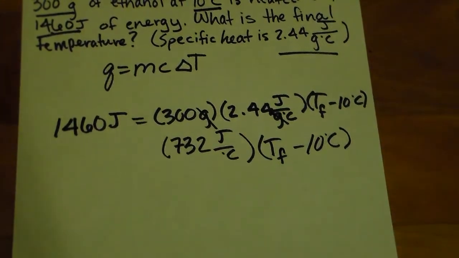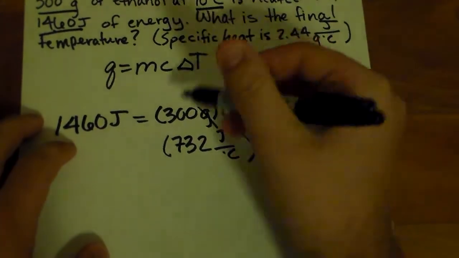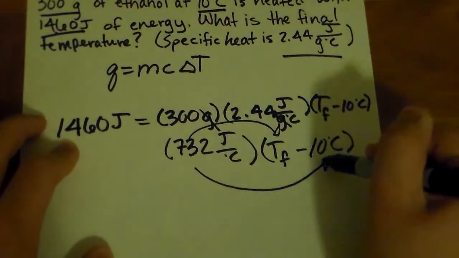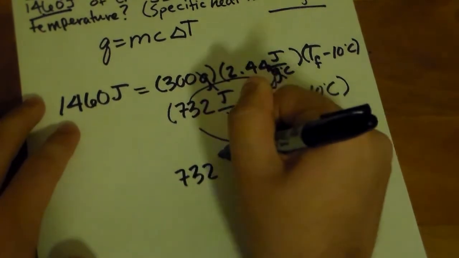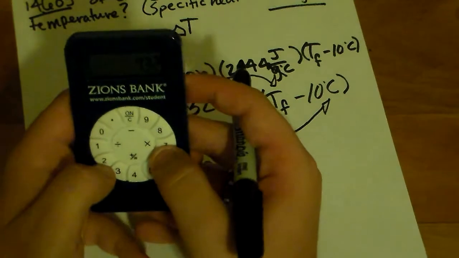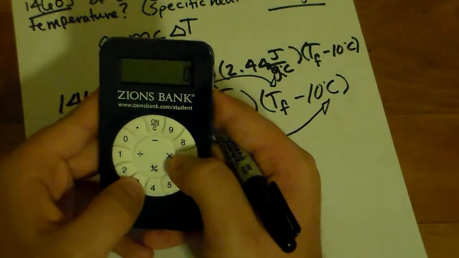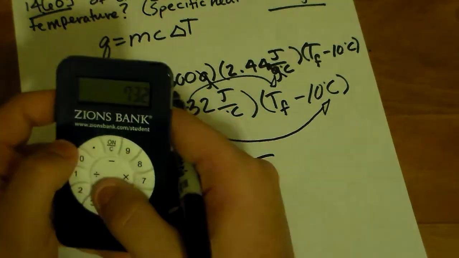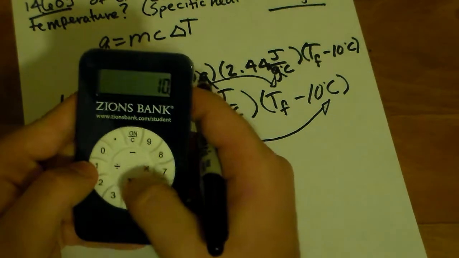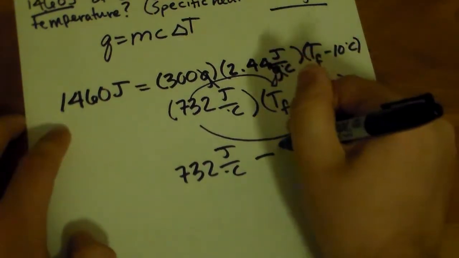If you go back to Algebra 1, you'll know that you will need to FOIL. If you don't know what FOIL is, you can go to one of my previous videos on YouTube, and there you can find the FOIL method video. So you'll distribute in everything here. So it's going to be 732 joules per degree Celsius times TF minus 732 times 10. That will equal 7320.